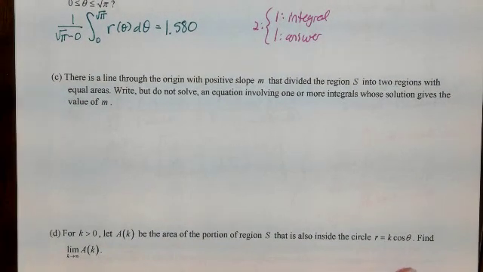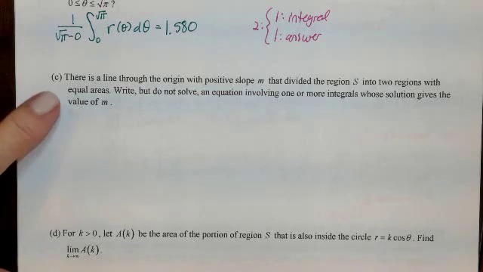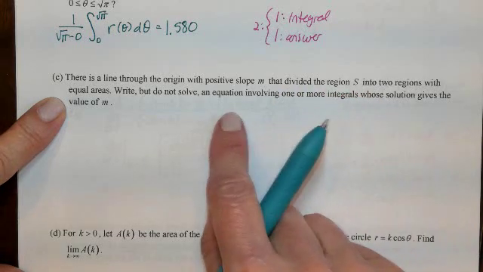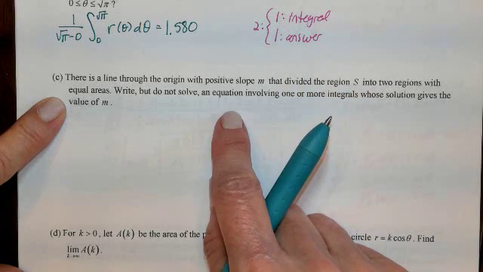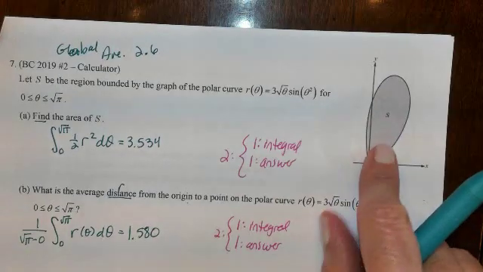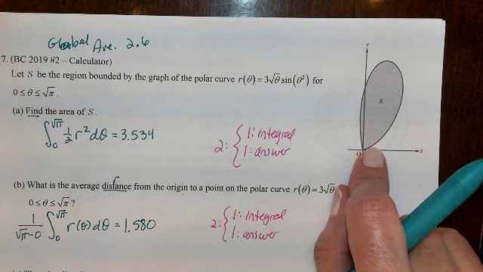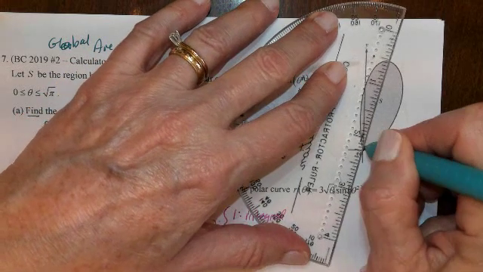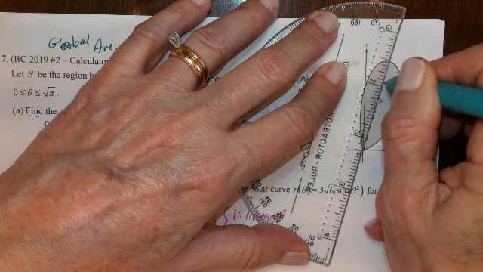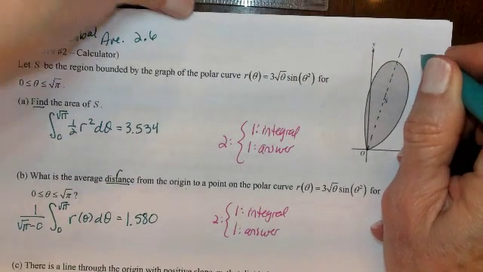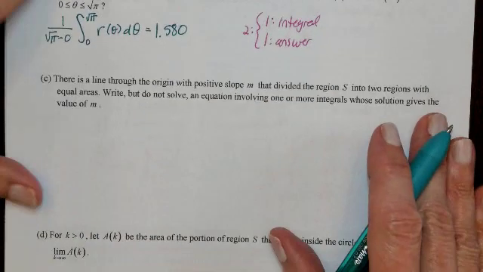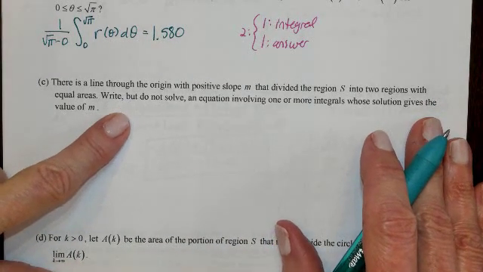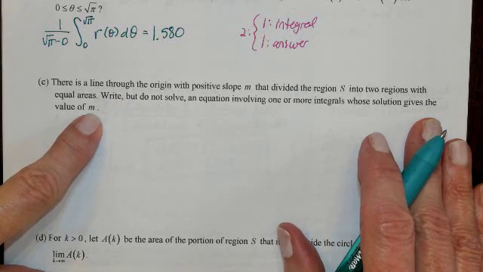Part C. There is a line through the origin with positive slope m that divides region S into 2 regions with equal areas. Well, I can totally see a line through here that would divide the area into 2 equal areas, something like that maybe. So there's the line that would divide S into 2 equal areas. And we're supposed to write but do not solve an equation involving one or more integrals whose solution gives the value of m. Here's the problem.